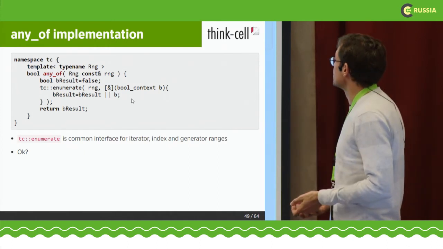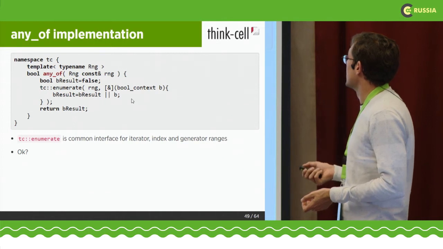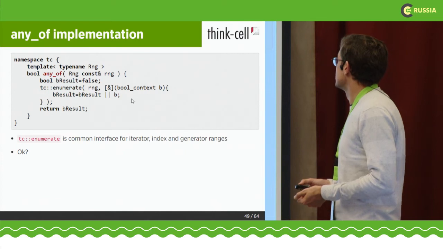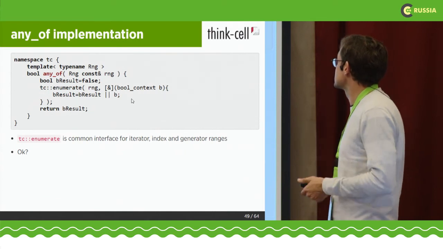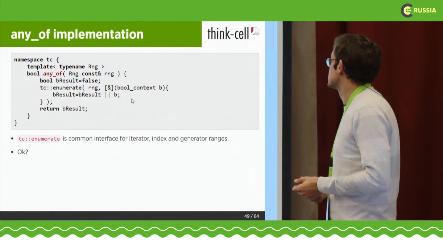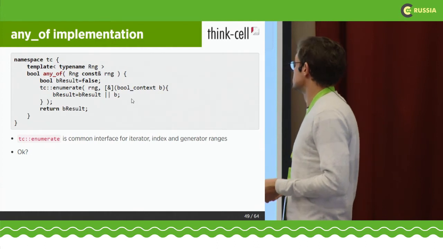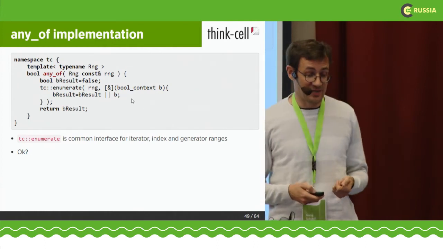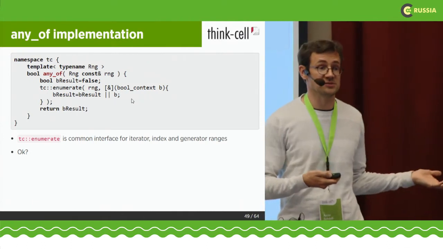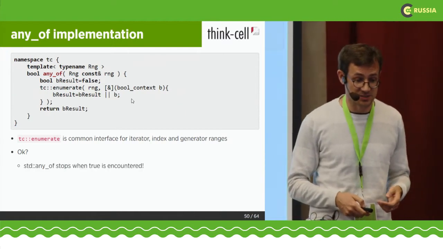So here's an any-of implementation with internal iteration. You get a range, and then you enumerate the values in that range. You get the bools in the Boolean context out of that range, and you say result is result or b, and then return your result. Is that okay? Well, we're not quite there yet, because the normal any-of is lazy. It stops as soon as you found something. So you want to replicate that if you do internal iteration.